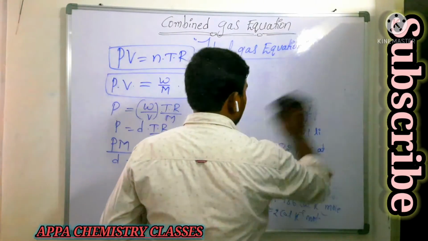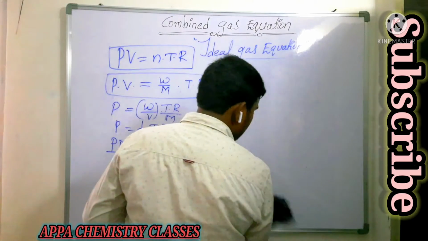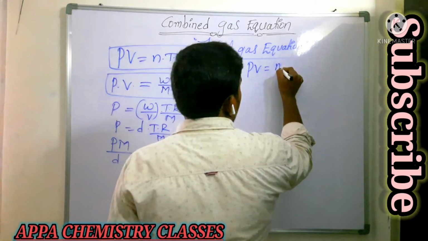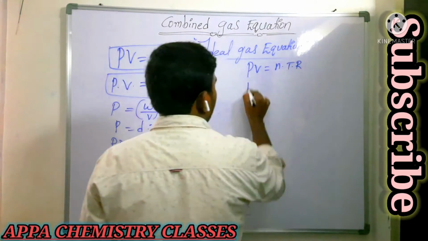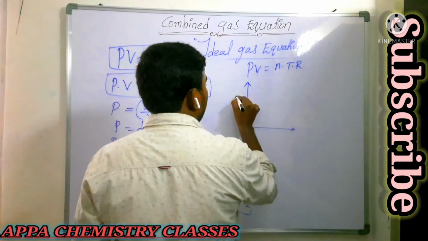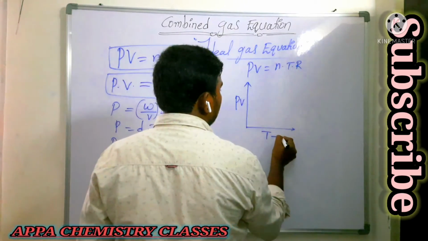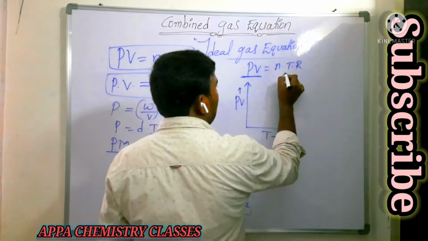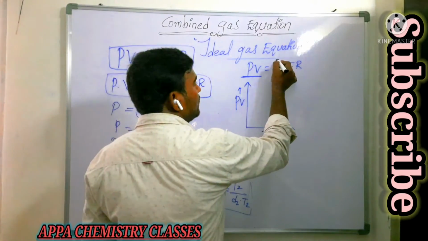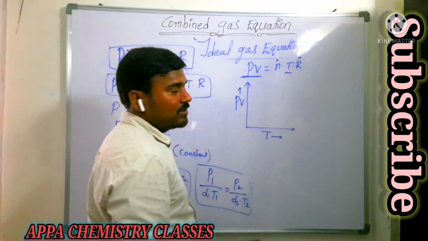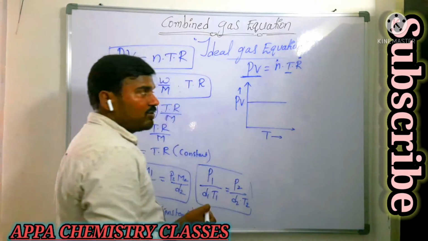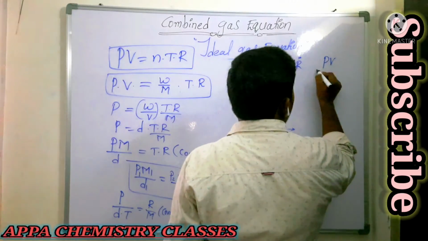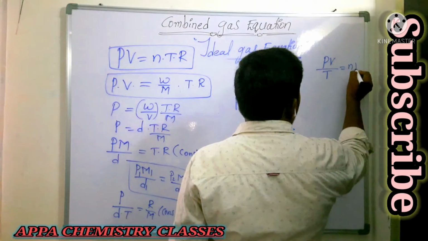Now we are going to see another relation from this; another graph also we can get here. PV is equal to nRT. For example, if I am plotting PV versus temperature, the product of pressure and volume against temperature, then what happens? The number of moles of gas is constant and R is constant. From this equation, if you take PV by T, it is equal to n into R.